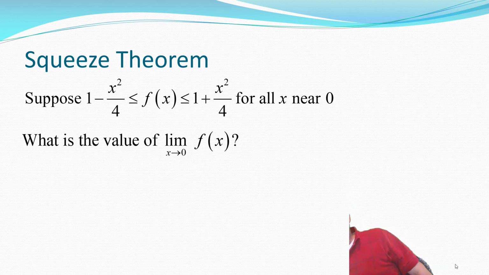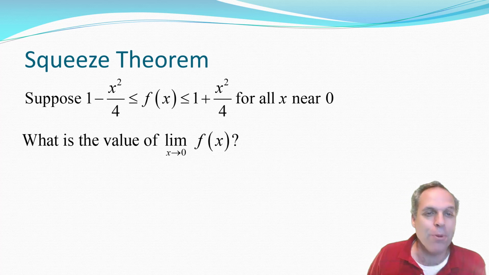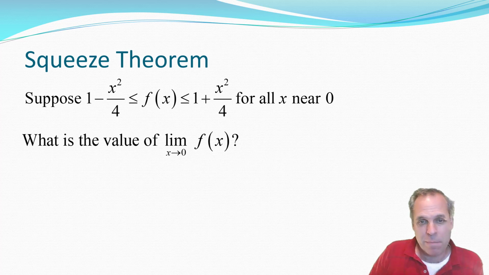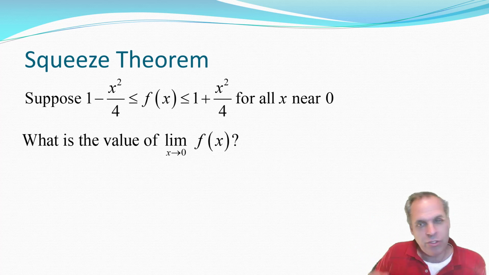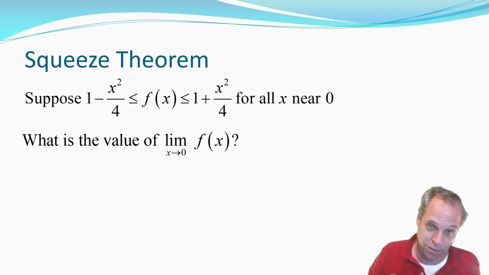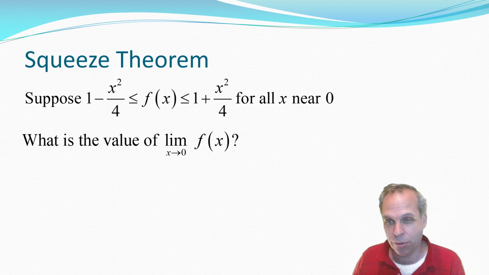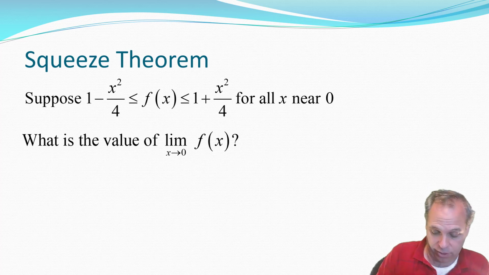Okay, so in your homework, you're going to have almost no examples of where this can be used because it's very difficult to set up on your own. You're almost always given only one function, f of x, and then you have to come up with these other functions, L and U. So let's just start off by assuming that we have the functions. Assume you have that 1 minus x squared over 4 is always less than or equal to a function, which is always less than or equal to 1 plus x squared over 4 for everything near 0 except possibly at 0 itself. I want to know what's the limit value of the function as x approaches 0.